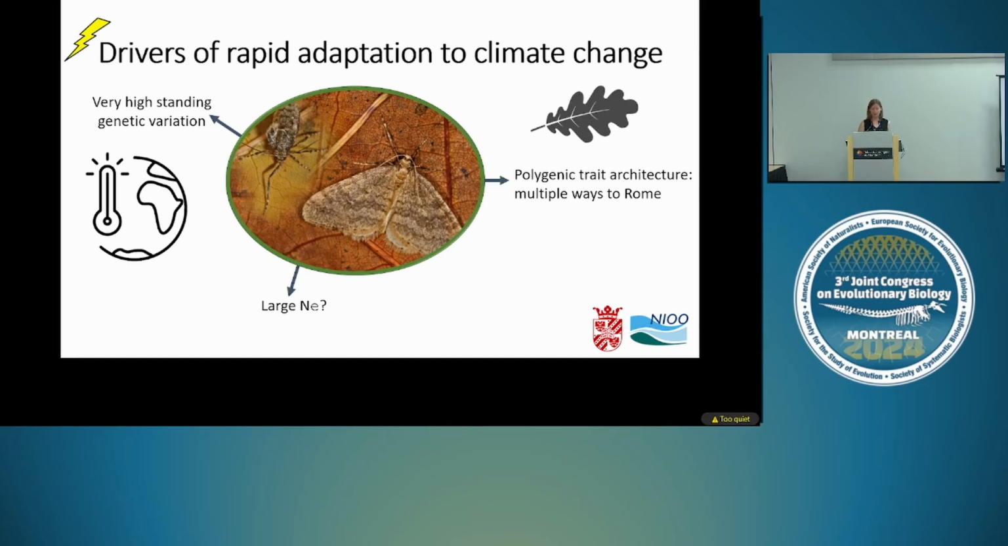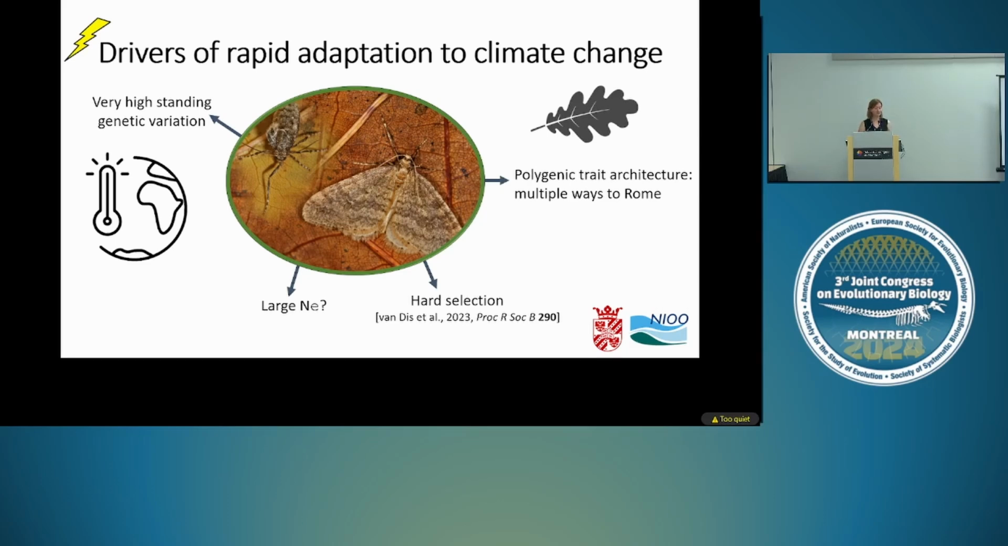And finally, the fourth one, which I couldn't talk about in the main talk, but I still wanted to mention, is that we found hard selection in the winter moth. So we used population modeling to show that the climate change selection has been so strong that it has actually impacted their growth rate, which we think could be an important driver of rapid adaptation.